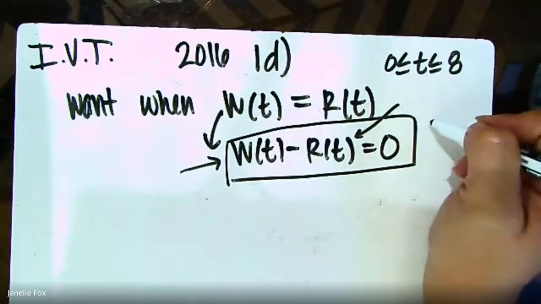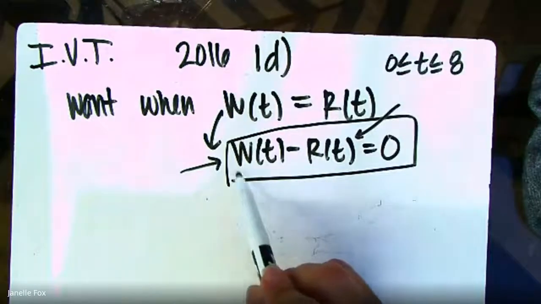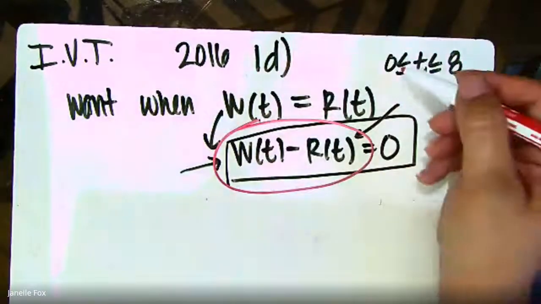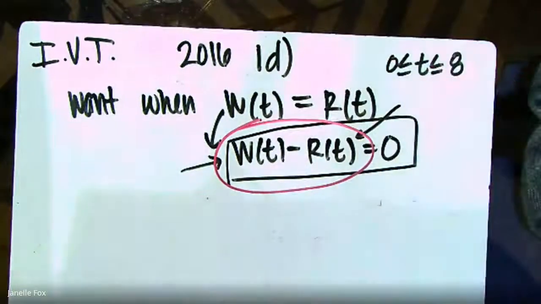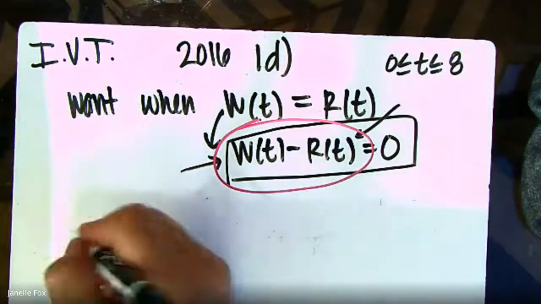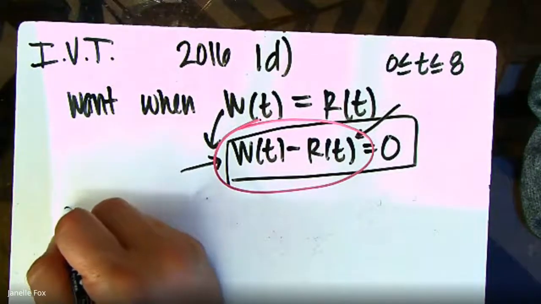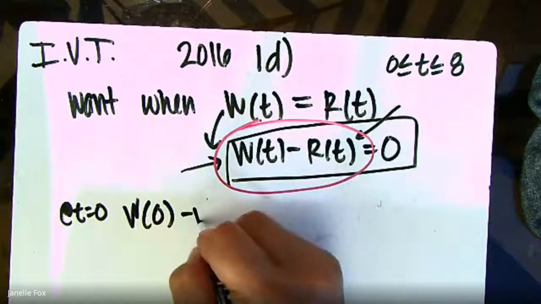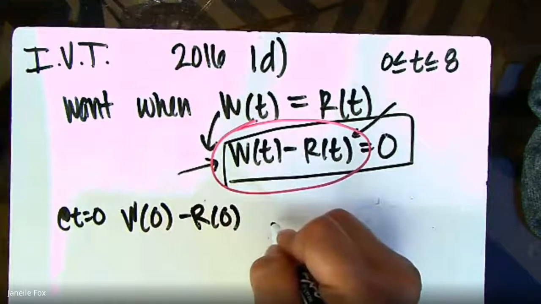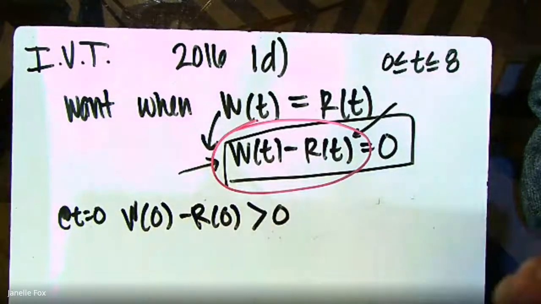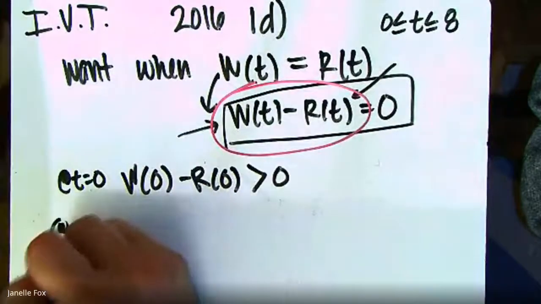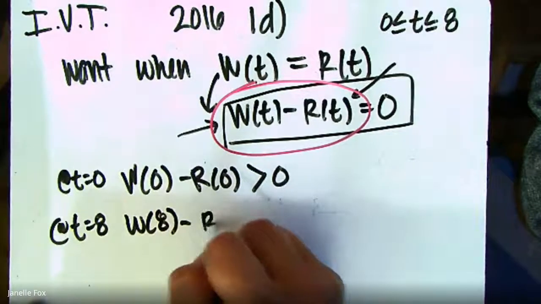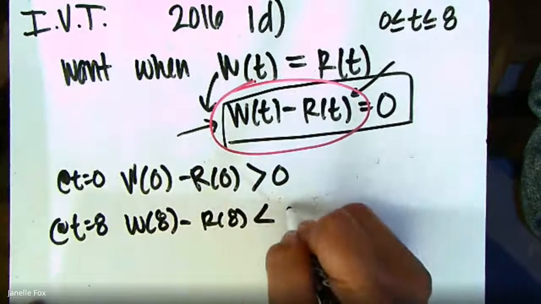I'm going to examine what is the value of this guy right here. What is this guy's value at time 0, and then what's that guy's value at time t? Of course there were some calculations that happened, but at t equals 0, W of 0 minus R of 0 was actually a positive number. Similarly, at t equals 8, W of 8 minus R of 8 was equal to a negative number.